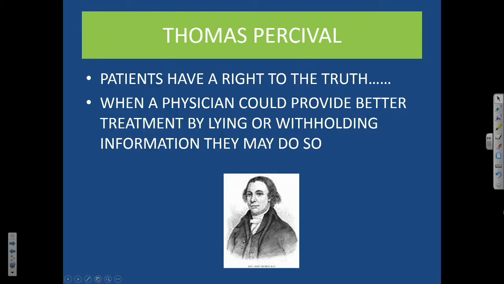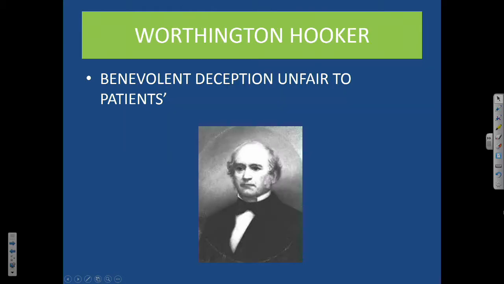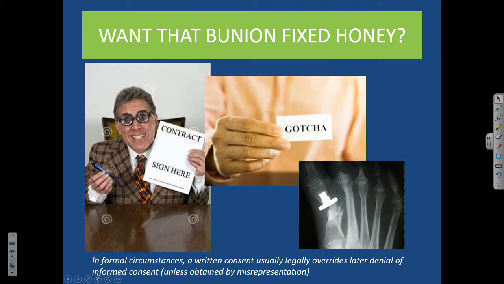The English surgeon Thomas Percival noted that it was okay to provide patients with information. However, if it was the physician's decision that the doctor would be better served by lying or withholding information, that it would be allowable to do so. The modern concept of consent forms really started with the American surgeon Worthington Hooker, who first took the position that it was unfair to lie or withhold information from patients.